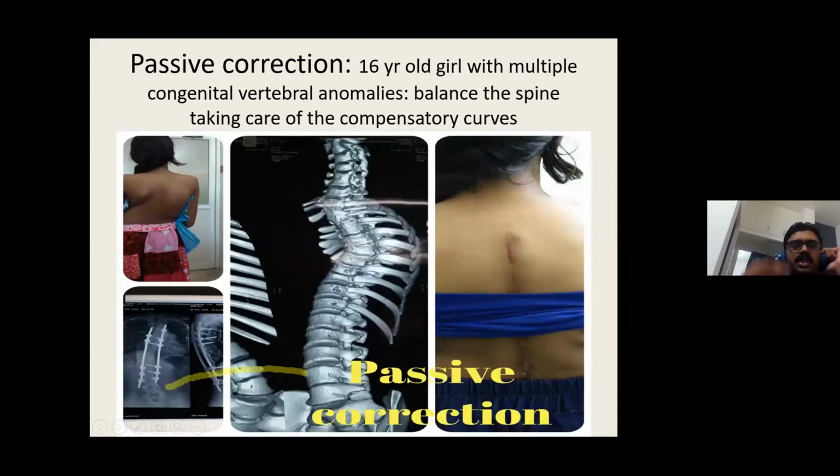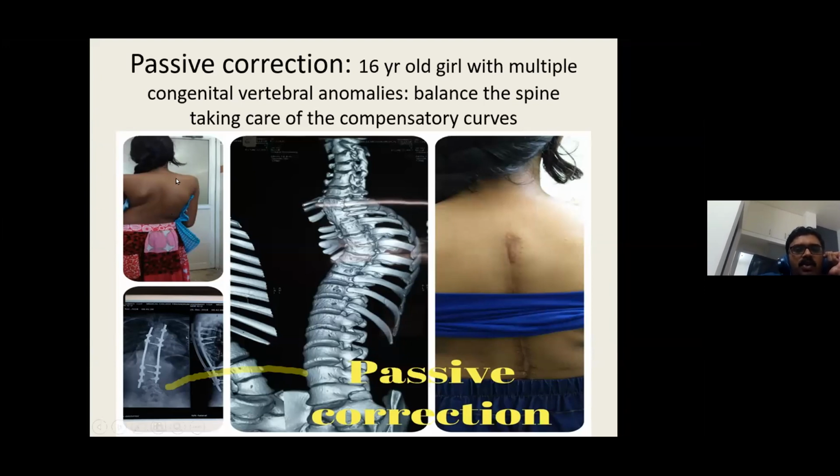Now, lastly, we have to discuss passive correction. Passive correction is nothing but this: in every rigid curve, there should be a compensatory curve above and below. Sometimes nature will allow the compensatory curves to help the surgeon. So here, look at this girl.